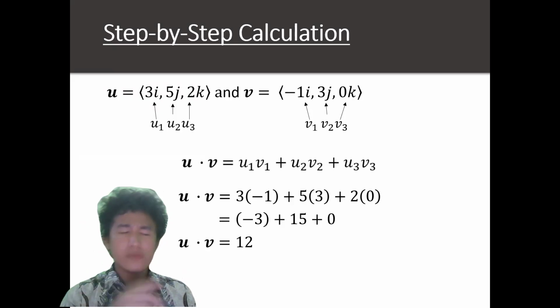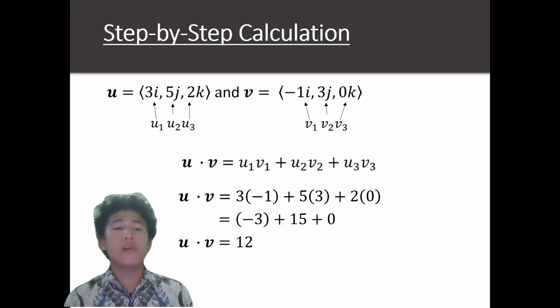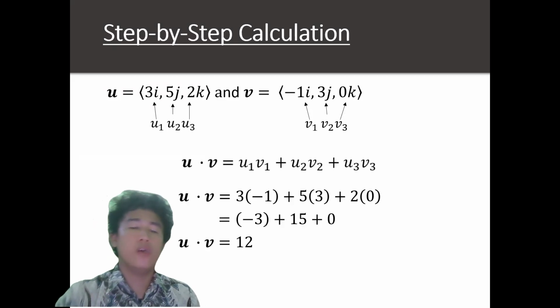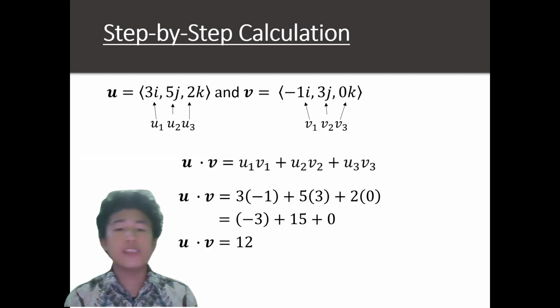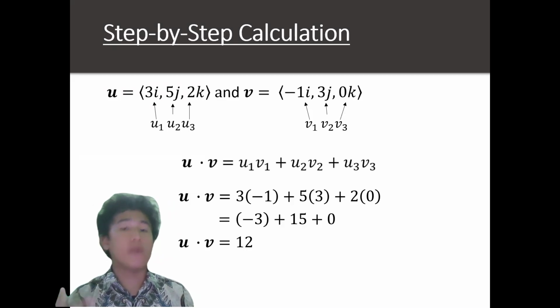So, besides giving us just a number, the dot product also describes the relationship between two vectors. To summarize, we use the dot product formula, multiply the corresponding components of the vectors, add them, and obtain the final result, which is 12.